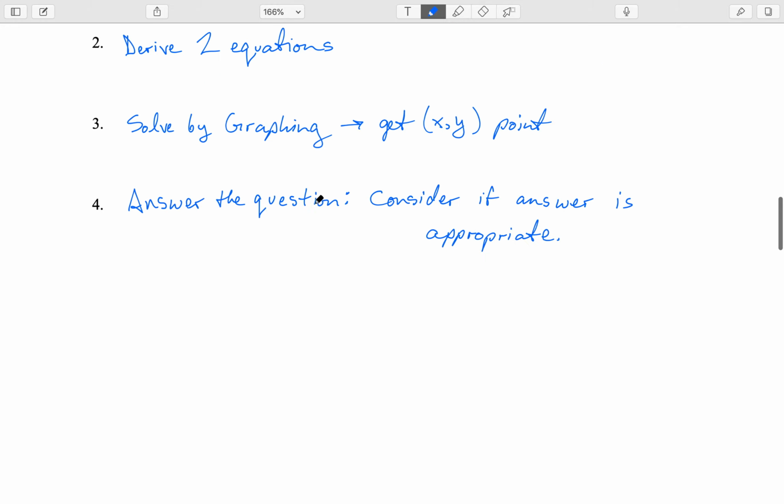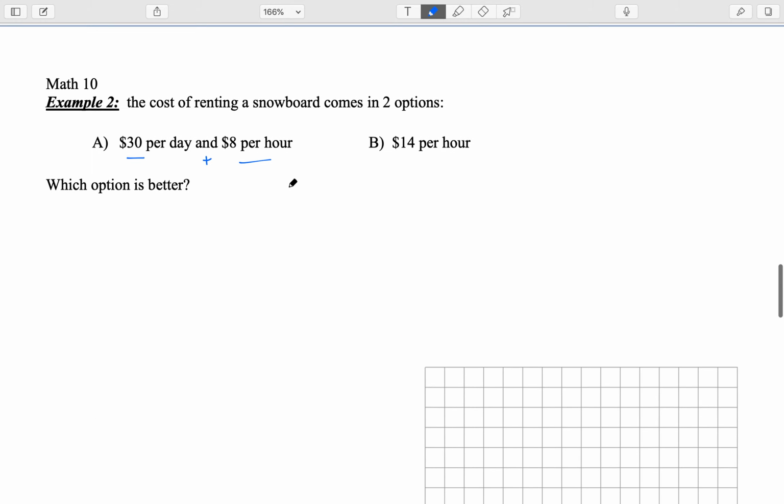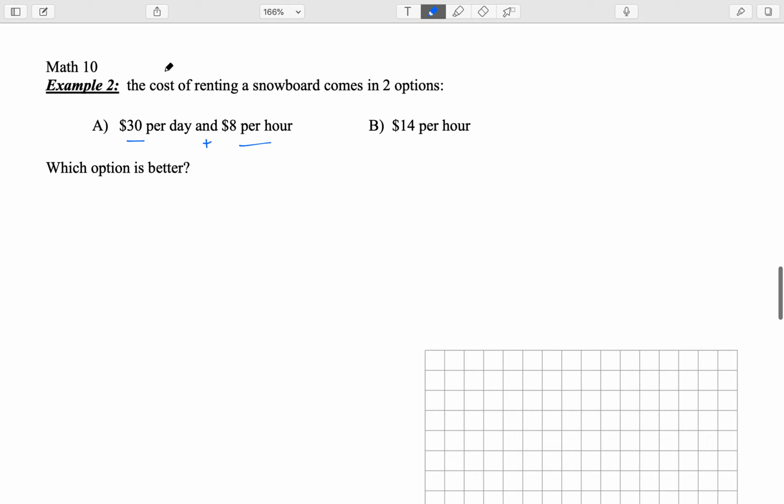What's my first step? Define your variables. What are we talking about? We're talking about money, so we're talking about the cost. So I'm going to say C is going to be the cost. Well, the cost kind of depends upon the number of hours, right? If you do it for an entire day or just an hour or 2 hours, 3 hours. So I'm going to call that T. Let's say T is going to be time, and that's going to be in hours. Okay, so I've done my two variables.